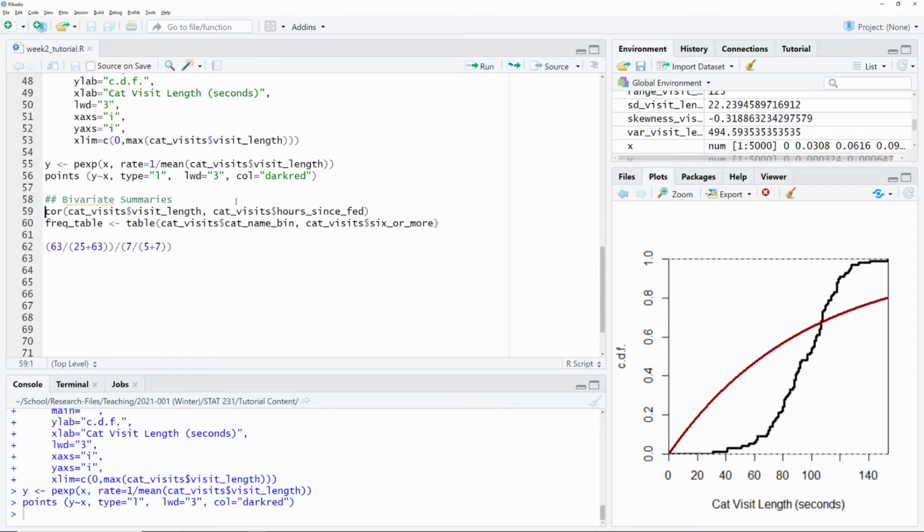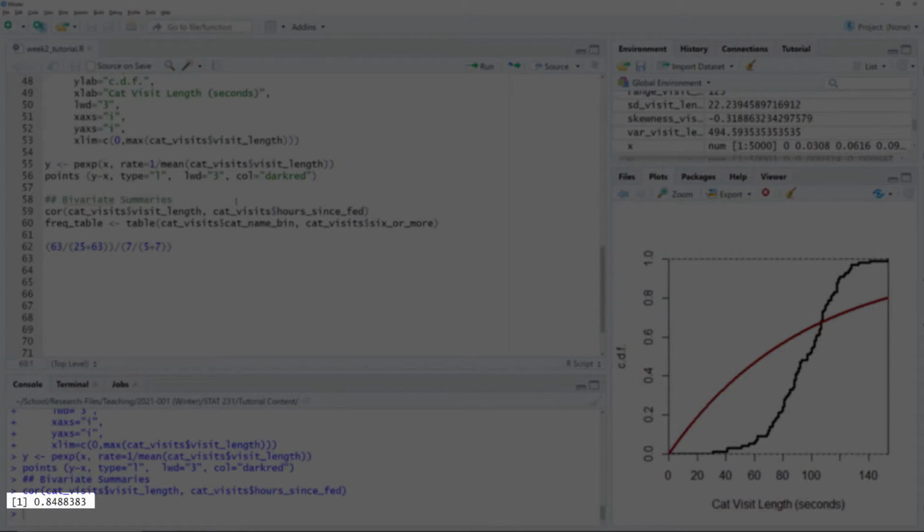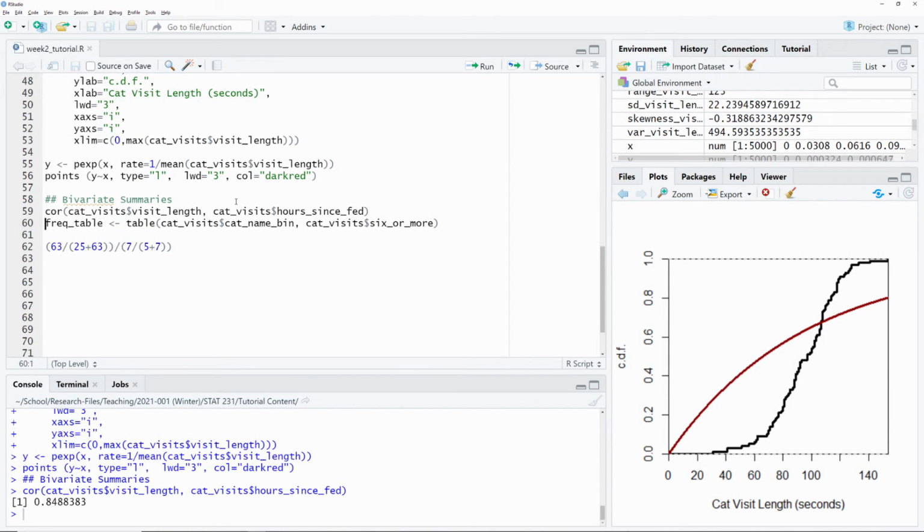The 2 that have been discussed so far are the sample correlation and the relative risk. Sample correlation is appropriate only between two variates which are both continuous or perhaps ordinal. We could, as a result, consider the correlation between the visit length and hours since fed, since there's an explicit ordering in both of these variates. Calling the cor function produces a result of 0.845. This is a strong positive correlation. This means that there's a positive linear relationship between how many hours have passed since I last fed the cats and how long they stay on my desk.